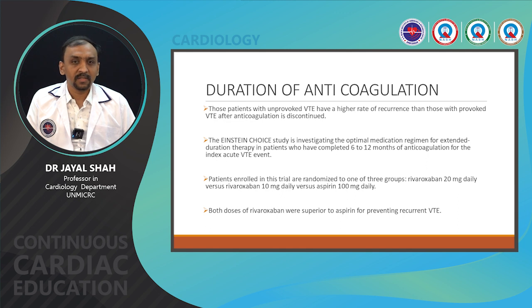The Einstein CHOICE study investigated the optimal medical regimen for extended duration therapy in patients who had completed 6 to 12 months of treatment for an index acute VTE event. Patients enrolled in this trial were randomized to 1 of 3 groups: rivaroxaban 20 mg versus rivaroxaban 10 mg versus aspirin 100 mg daily. Both doses of rivaroxaban were superior to aspirin in preventing recurrent VTE.